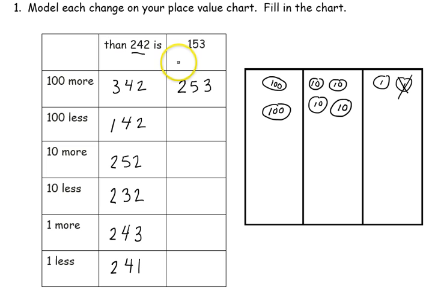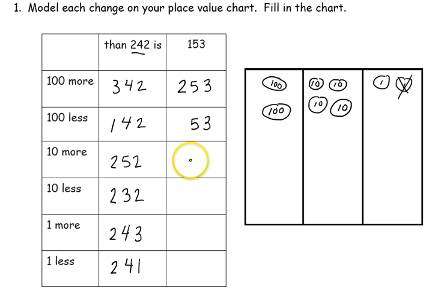Now 100 less than 153 means I will cross off that one disk that's in my hundreds place. That just leaves me with 53. 100 less than 153 is 53.